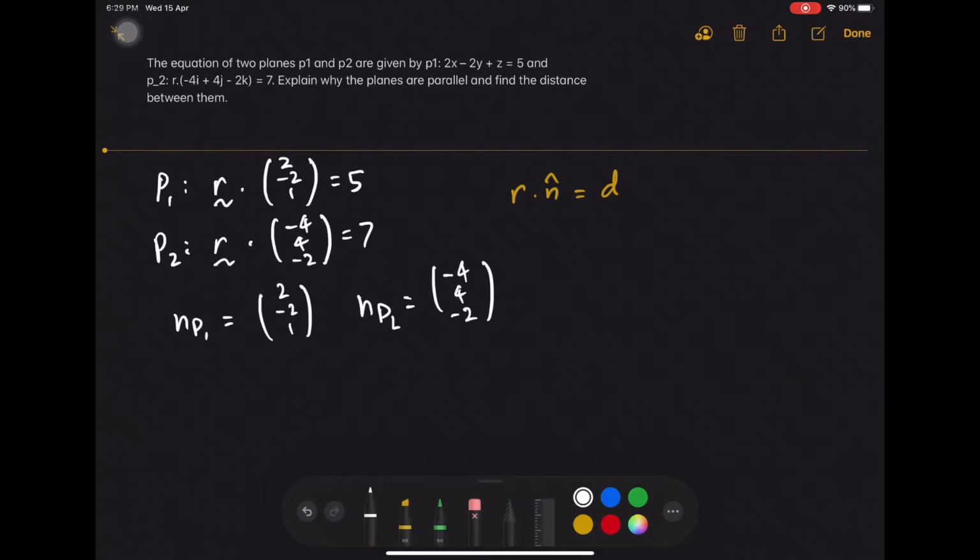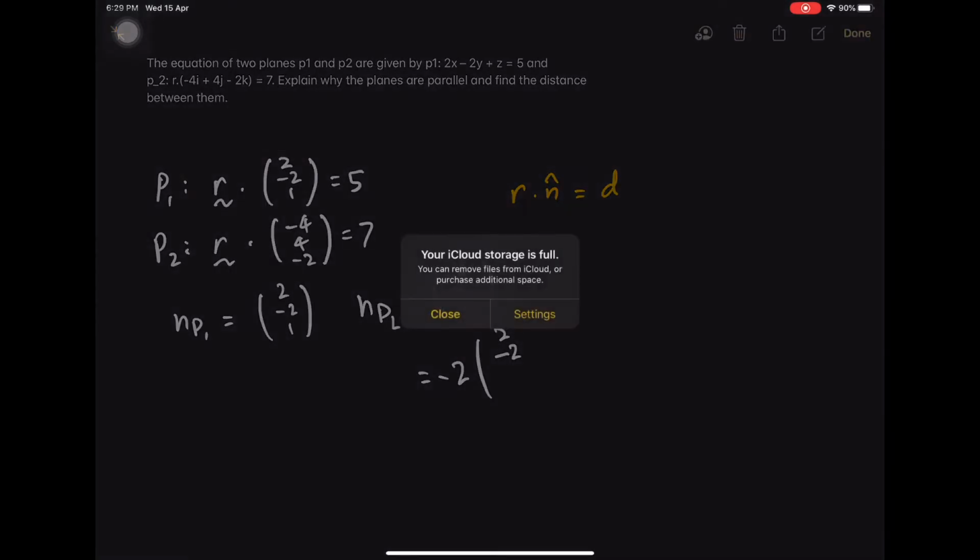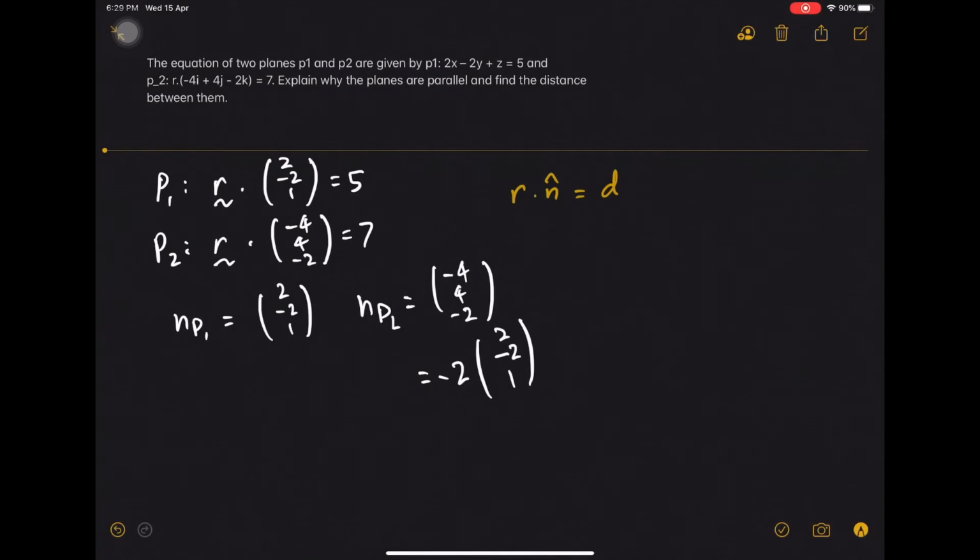From plane 2, I can factorize out, I can take out my -2. That will give me (2, -2, 1). You can see that plane 1 and plane 2 share a common vector. That means that they are parallel.